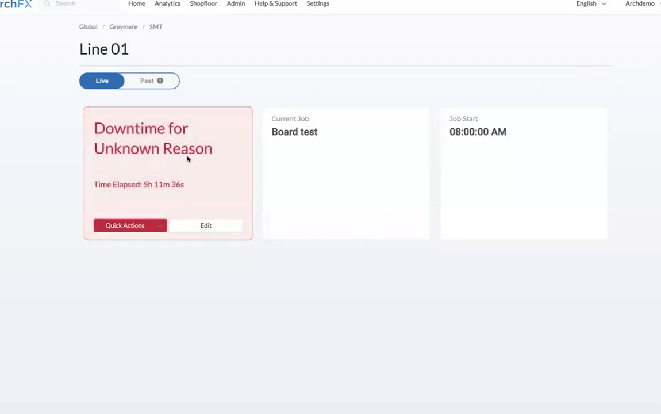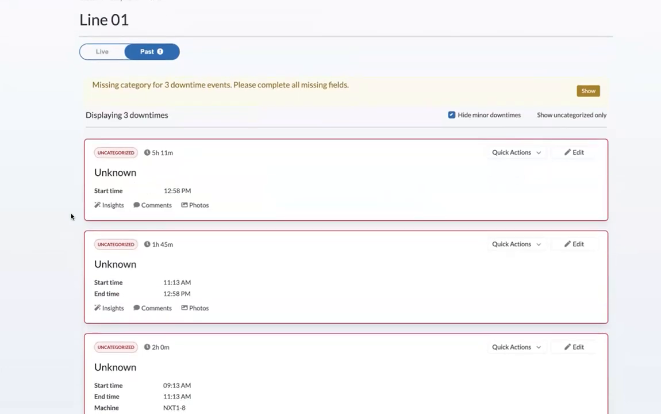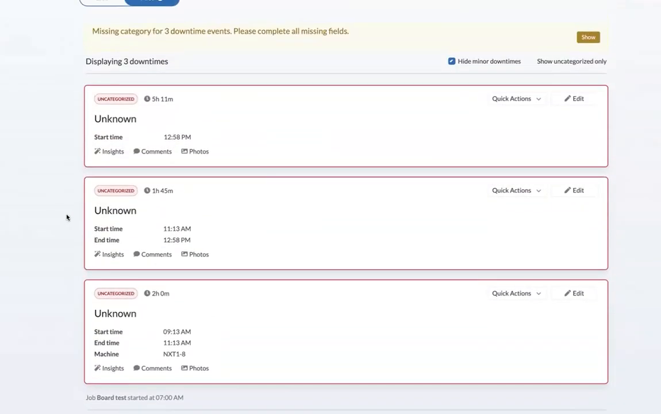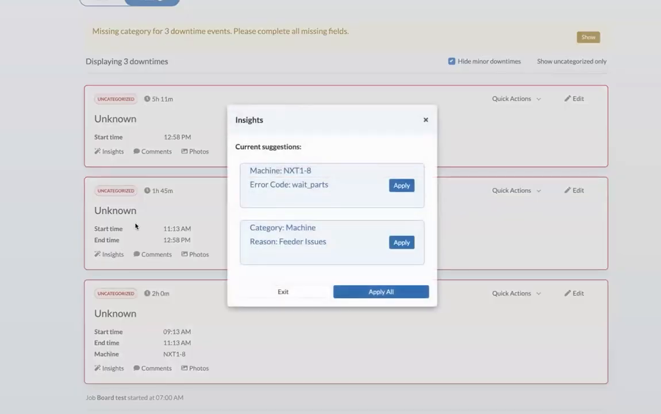So you can see I have a live downtime that's happening, but there's also some past downtimes here. And I've intentionally left them unlabeled. But what the system does is if you look at the bottom here, it says insights. The system will give you suggestions on not only the label, so the category and reason for what a downtime might be, but also the machine that is to blame for that downtime.